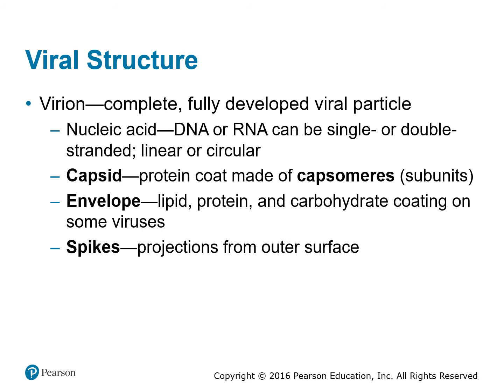A virion is a complete, fully developed infectious viral particle that's made out of nucleic acid. The nucleic acid varies. It could either be DNA or RNA, and it could either be single or double-stranded, linear or circular. It's also going to contain a capsid, the protein coat, and it's made out of subunits called capsomeres. Some viruses have an envelope, and we call them enveloped viruses, and some do not.